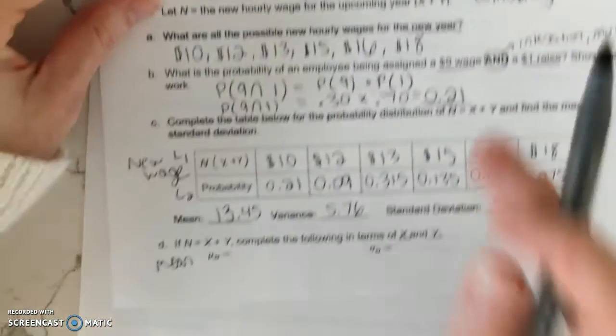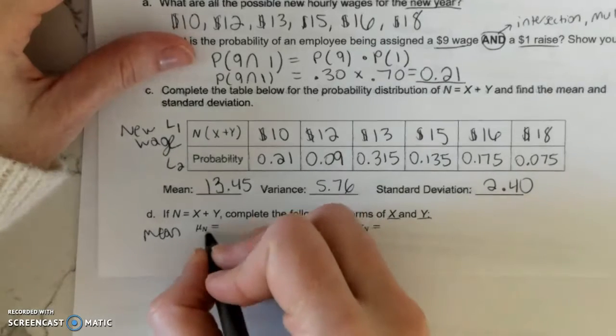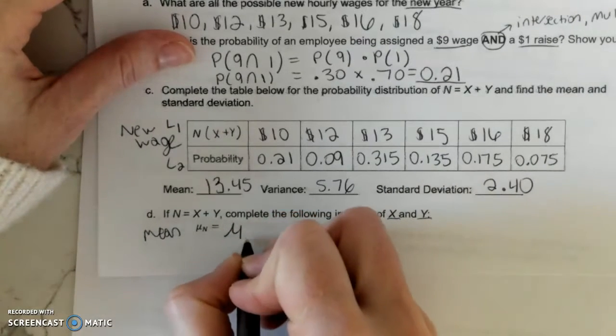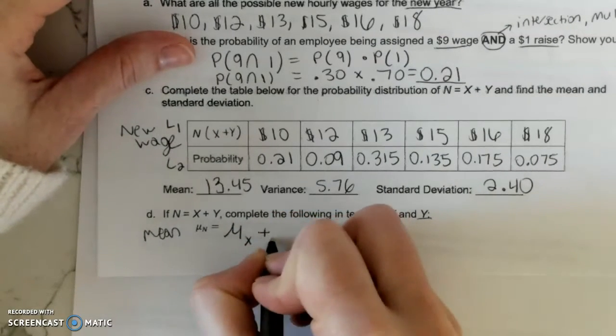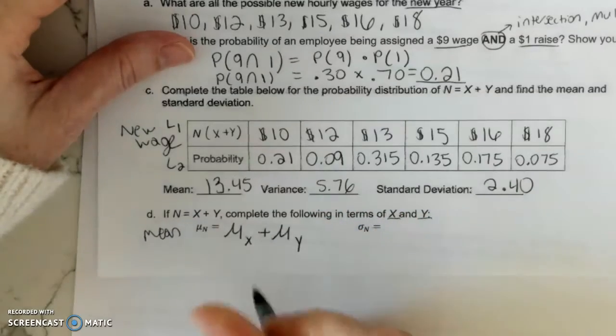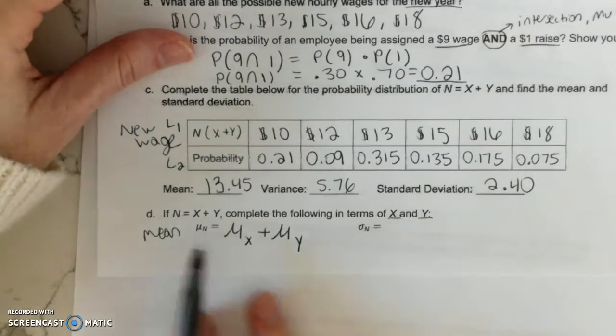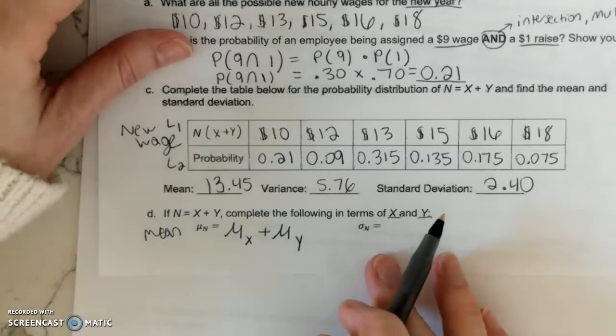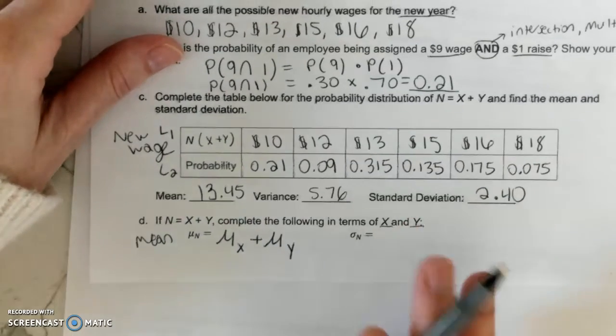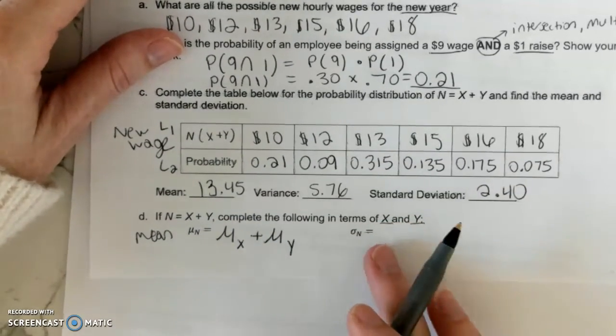So in the future, I don't need to do all this probability distribution. I already know the rule. We proved it out, right? Mu sub n, or the combination of x and y, is going to equal mu sub x plus mu sub y. I just need to add the means to get the combined mean. Standard deviation, not so much. Standard deviation is a little tricky.